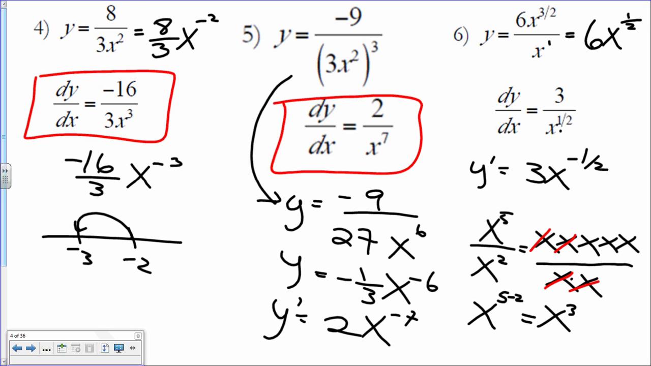So for me to simplify 6x to the 3/2 over x to the 1st, it's 6x, you have to subtract 3/2 minus 1. 3/2 minus 2/2 is 1/2. So that's what I had to do just to rewrite it. Now we can take the derivative. What's half of 6? 3. You write x. What's 1/2 minus 1? Negative a half. So you get the derivative, 3x to the negative a half, and you can rewrite it as 3 over the square root of x would be nice. But yeah.